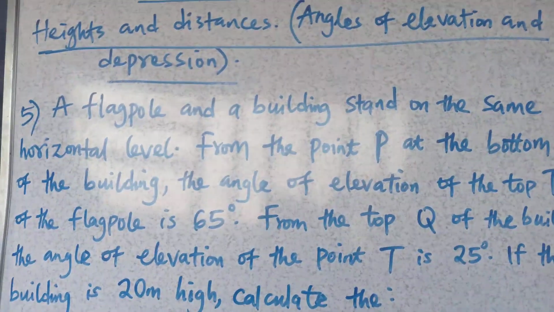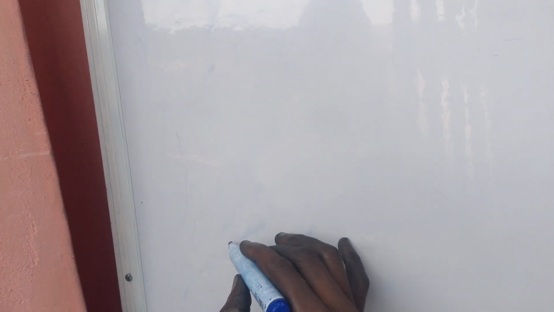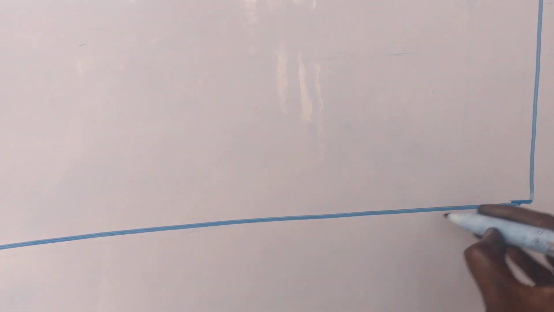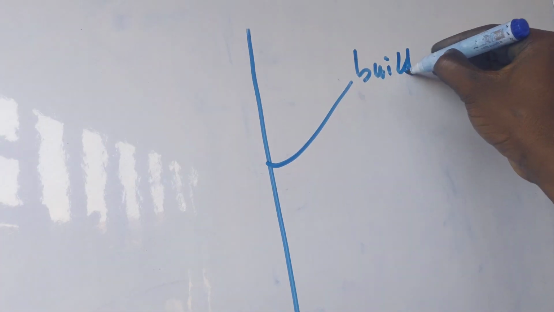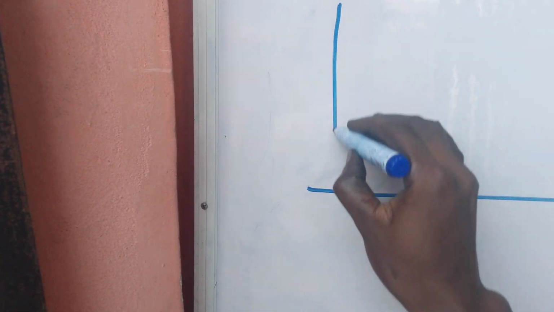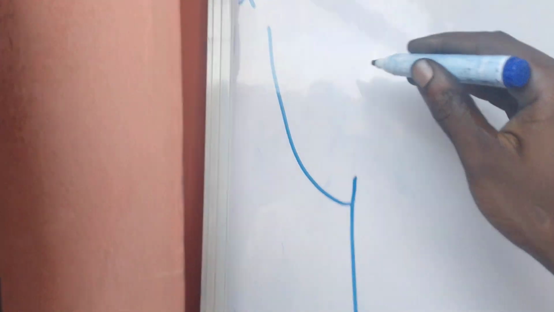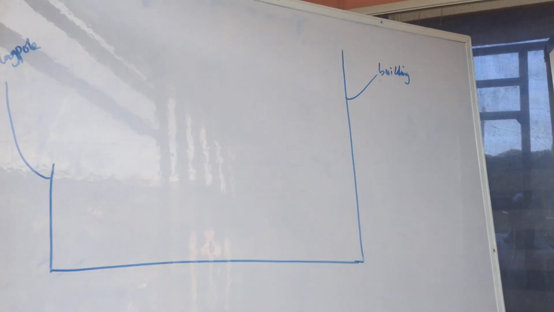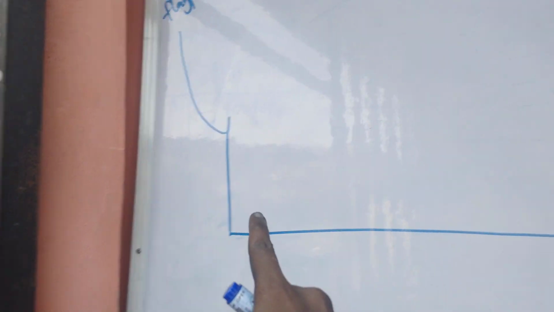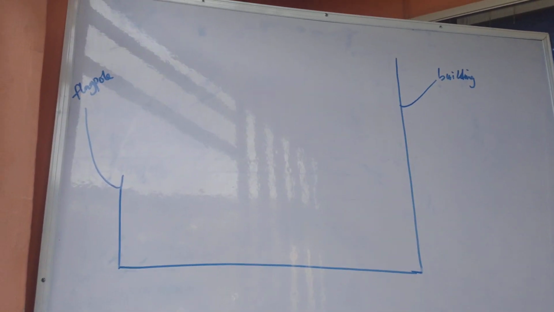A flagpole and a building stand on the same horizontal level. So we come here, this is the horizontal level. We can say that this is the building. And then this one is the flagpole. Both the flagpole and the building stand on the same horizontal level.